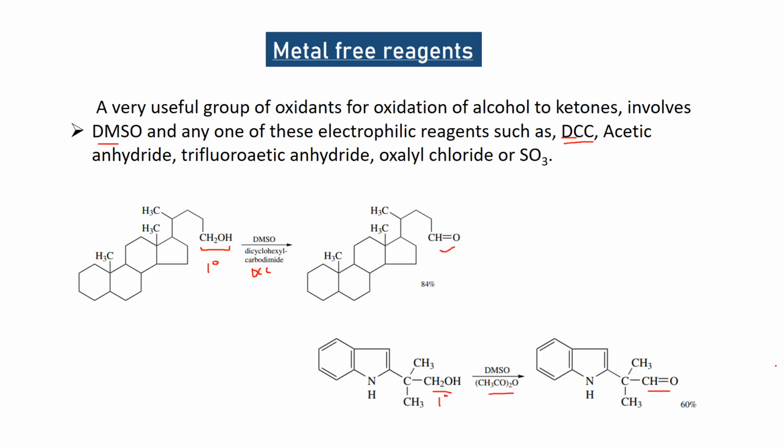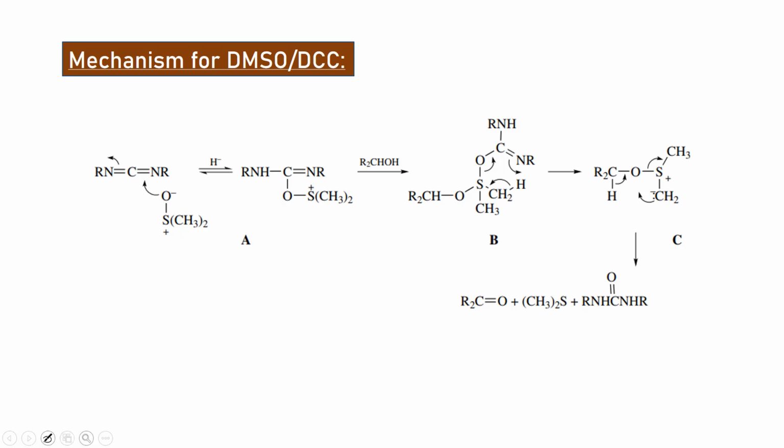Okay. So if we look into the mechanism of DMSO and DCC, in case of DCC, these R groups are cyclohexyl groups.